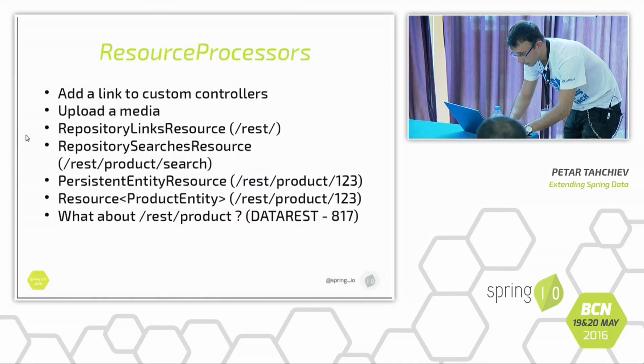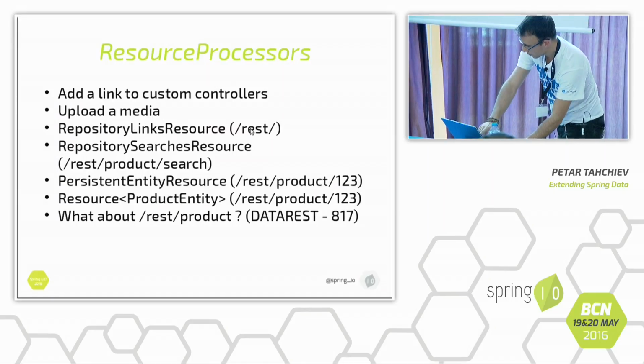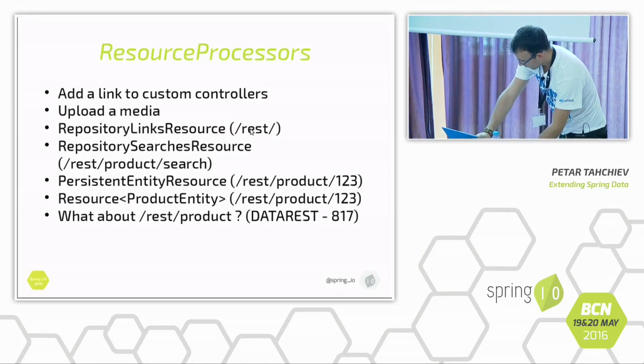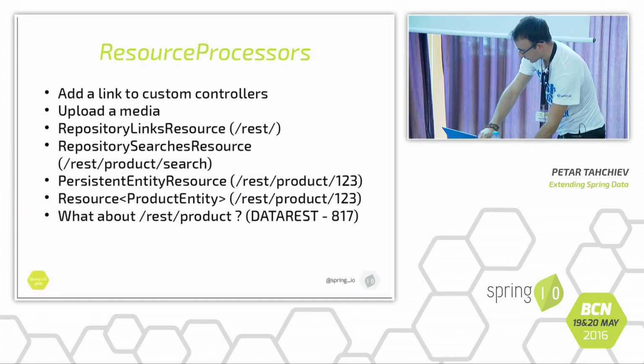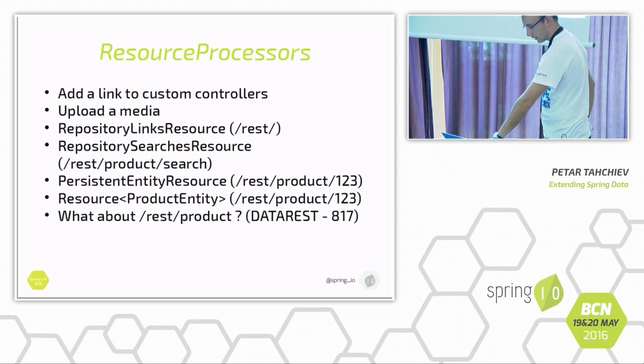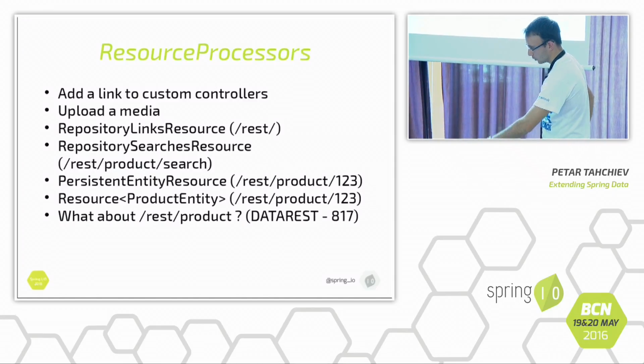Moving forward. If you want to put it there, you use repository links resource. If you want to put it under search, you use repository searches resource. And if you want to put it under a certain entity, you go with persistent entity repository resource, which is going to put it under every entity.